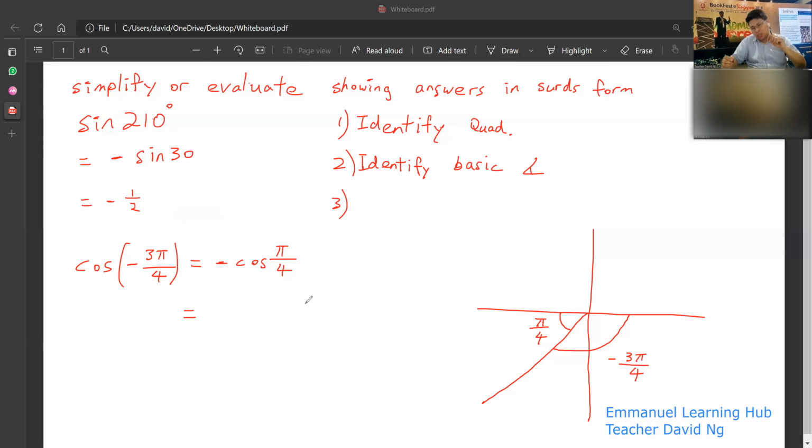Your calculator is going to show you 0.7071 if you press cosine pi over 4. That means you need to know 0.7071 means root 2 over 2. And with a negative sign, because this is the third quadrant. Clear? How to do? You clear? I'm going to show you another example.